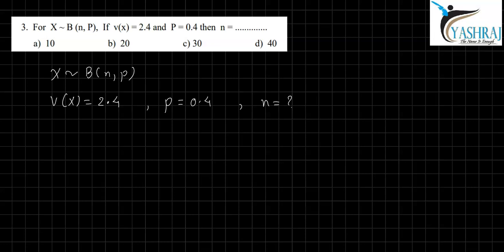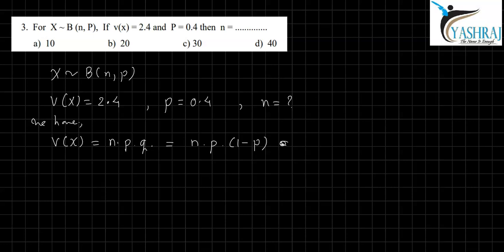Now, as per the given, we have the variance of a random variable capital X. We can write it as npq. So once we have the p value here, we can write q as 1 minus p. So we might get n to be equal to, we have to find the value for n.